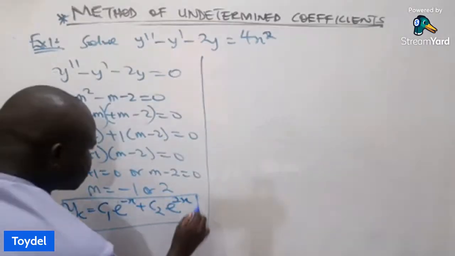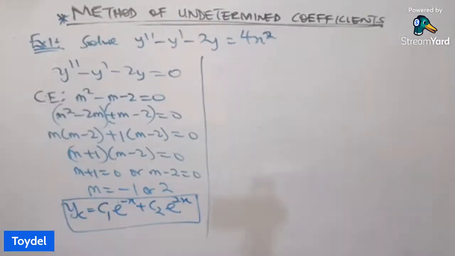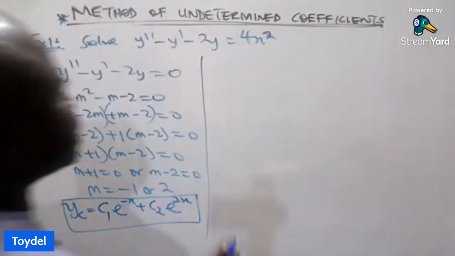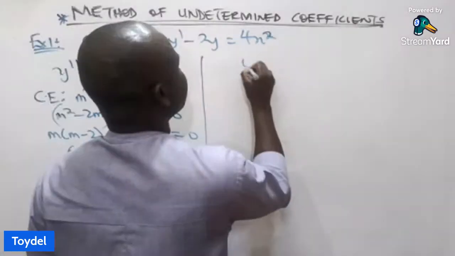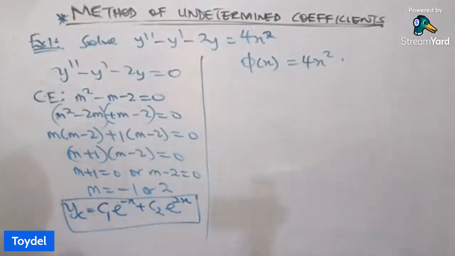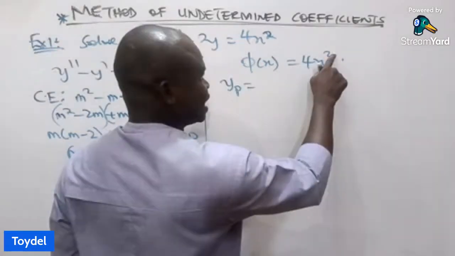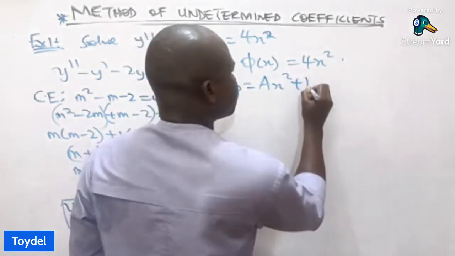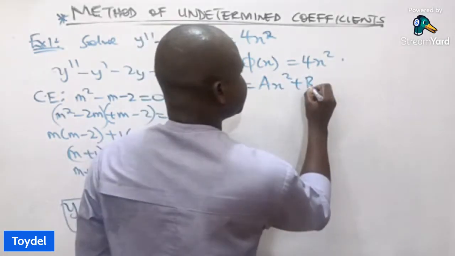We have gotten the complementary solution. How do we get it? We assume the right-hand side to be equal to 0. Once we know the complementary solution, we now go ahead and find the particular solution. In this case, phi of x, which is the right-hand side, is given as 4x squared. Because this is a polynomial, our y_p will be assumed as having the highest degree x squared, so we are going to have ax squared + bx + c.